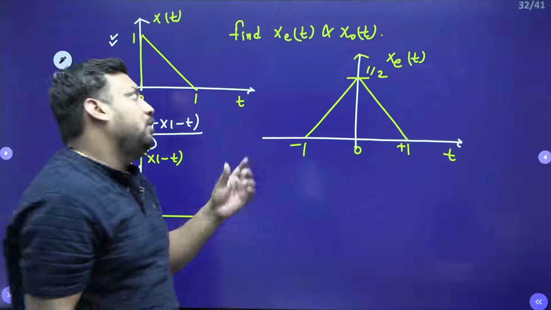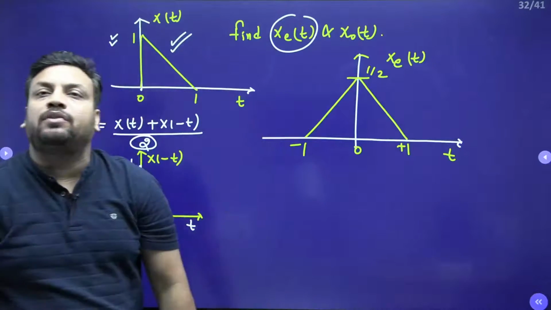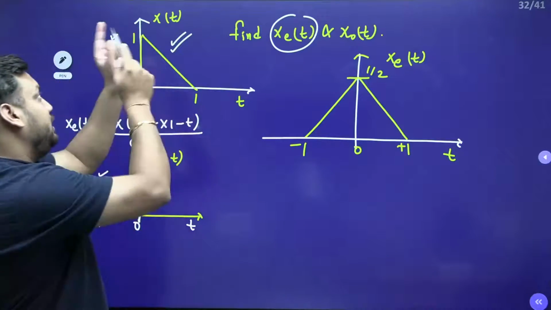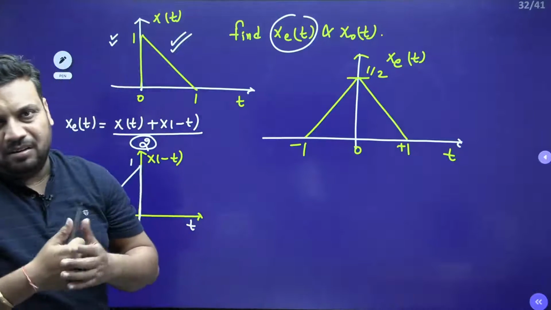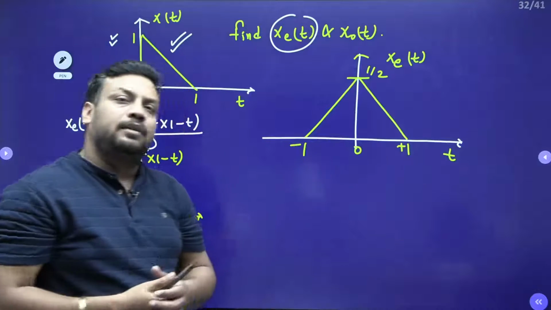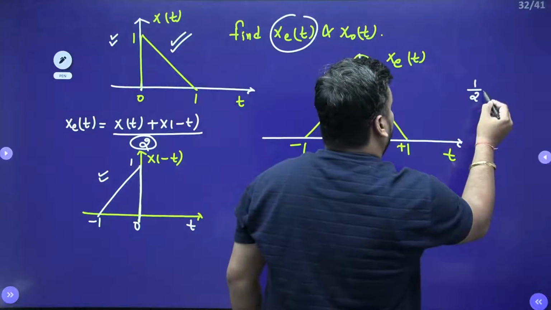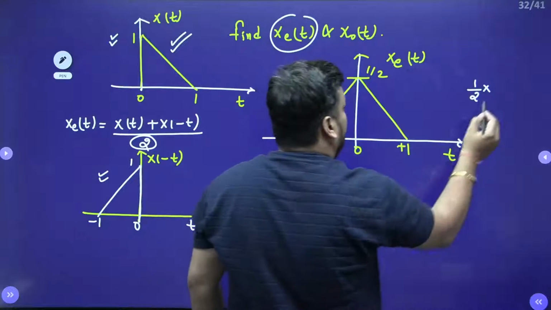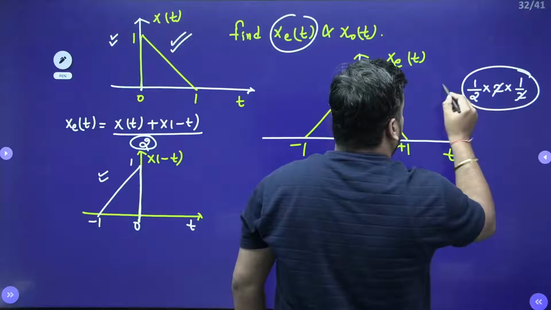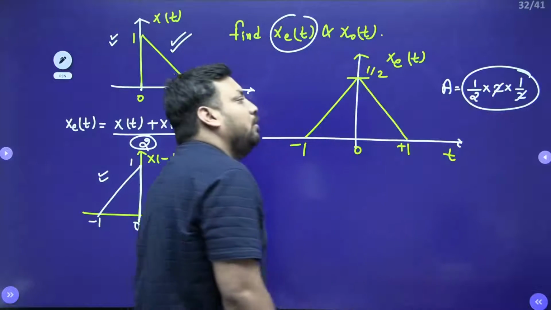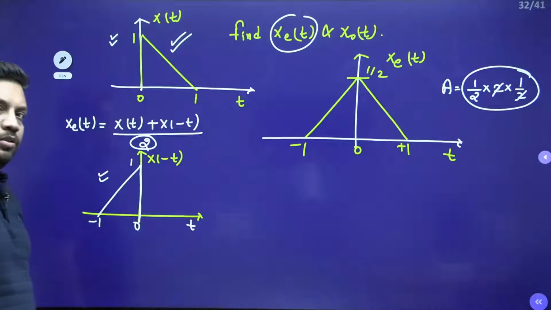Find out the area of the x even component of t. If x(t) is this, find out the area of x even component of t. What is the area? If you want to calculate the area, it is nothing but half into width into height. Width is nothing but 2 and height is nothing but half. So this cancels, and the area is nothing but 1 by 2 only.